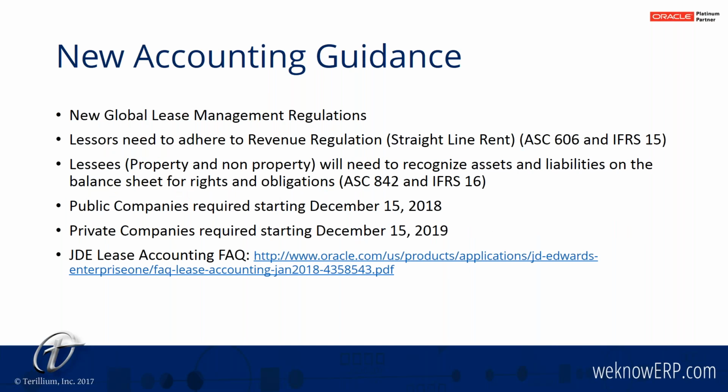So we've been hearing a lot about this new FASB and IFRS guideline on lessee accounting. And this new global lease management regulation basically requires lessors to adhere to a revenue regulation through straight-line rent. This can be found in the ASC 606 and the IFRS 15. The lessees will need to recognize assets and liabilities on the balance sheets for rights and obligations, and this can be found in ASC 842 and IFRS 16.